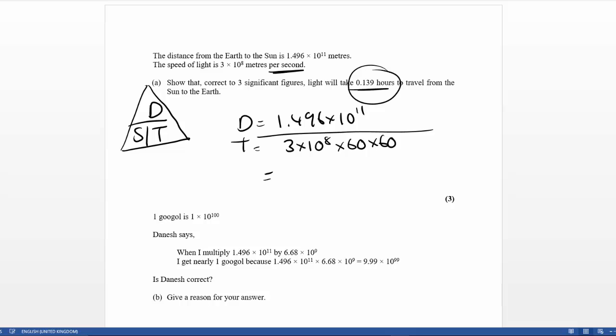Okay, I'm just going to write out the first 6 digits in my calculator. Right, the question is saying now, your answer needs to be left correct to 3 significant figures. This is your first, this is your second, this is your third. So you should already know that this 5 is going to increase the 8 by +1. So your answer is indeed 0.139 hours.